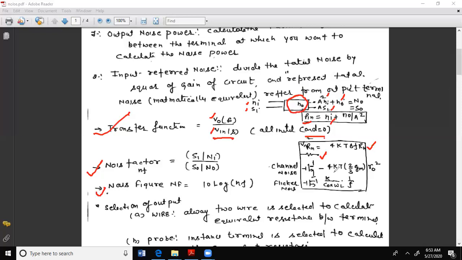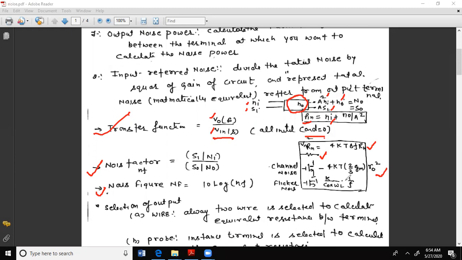Channel noise is 4 kT, and this term is 2 by 3 gm, where gm is the transconductance, and the r0 square is representing the drain to source resistance. So the total value of noise is equivalent to this term.